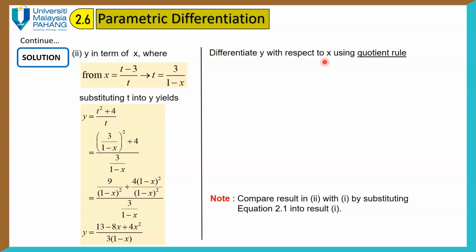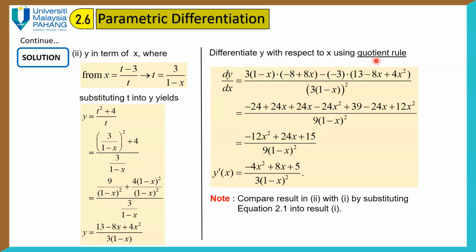in terms of x. Okay, so this time you need to apply the quotient rule formula. Why quotient rule? Because you have a rational function here, f(x) over g(x). So recall your knowledge on the quotient rule. If you apply the quotient rule, at the end you should get y prime x equal to this solution here. Please be careful when you apply the quotient rule, because sometimes you will make a mistake here.